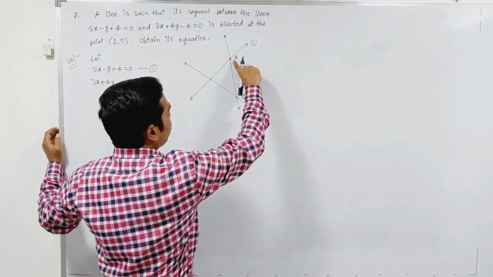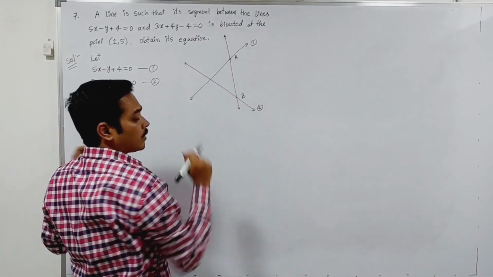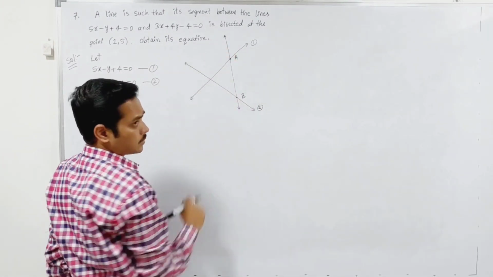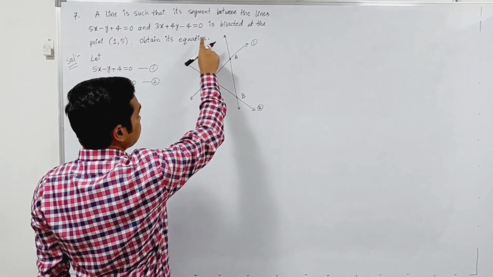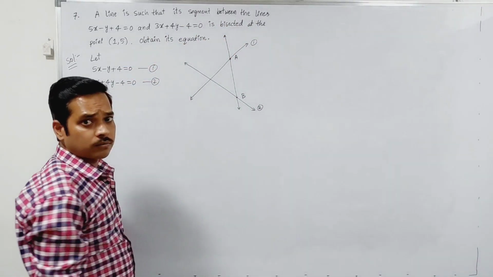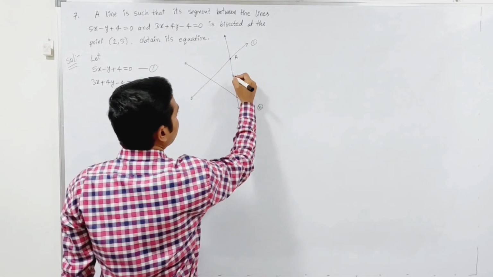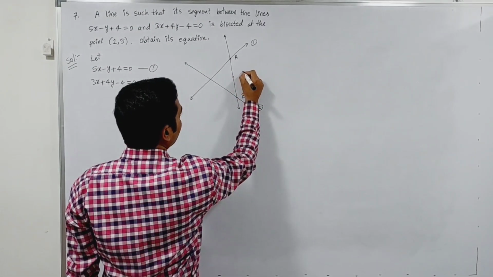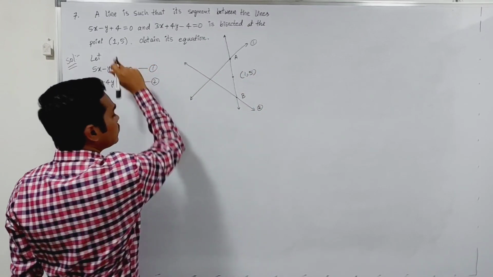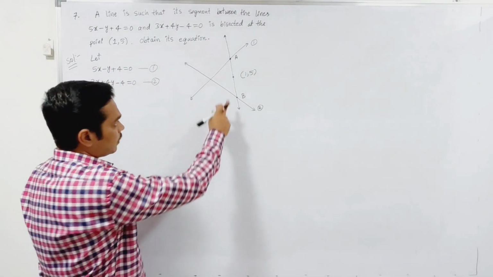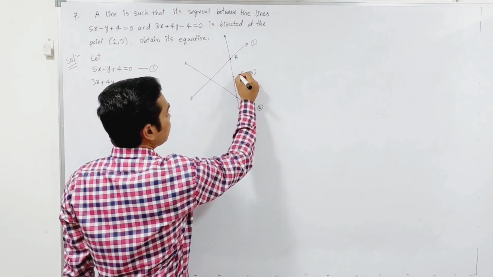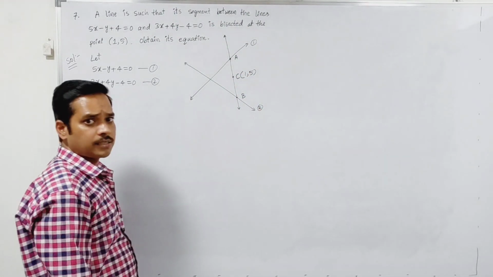The line segment AB is the segment between the lines. The segment between the lines is bisected at the point 1 comma 5. That means the midpoint of AB is 1 comma 5. Let C be the midpoint of AB, that is 1 comma 5.